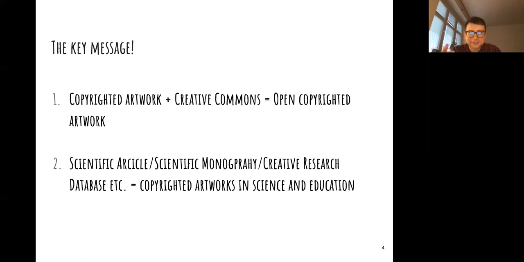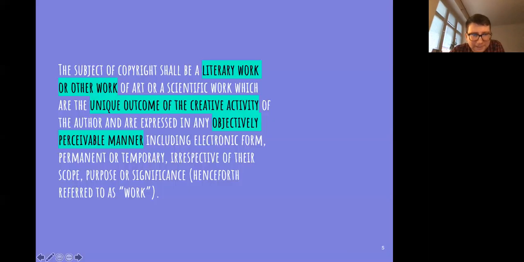Now I will talk a little more deeply about each of these concepts, and then you can create together an image of how you can use this Creative Commons license. Here is the definition of artwork based on the Czech copyright law, but it follows the international principles. The thing to remember is that artwork is a literary work or other work, that means also scientific or art, and it is a unique outcome of creative activity, your creative ability, in an objectively perceivable manner. Your creativity inside your head is not objectively perceivable, because nobody can read your mind, but written in the article, on the paper, it is something you can show to your colleague. That is the general definition of what artwork means.